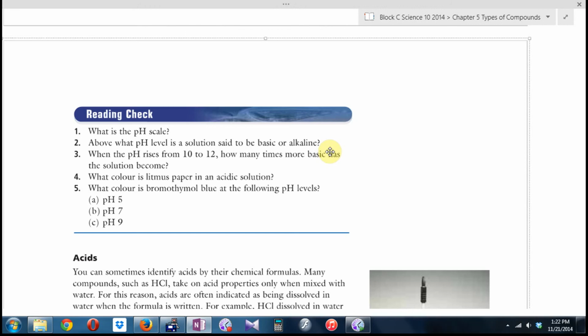What color is litmus paper in an acidic solution? Pinkish reddish. We call it red on there. Is it red or pink? I think I said red on there. It is kind of a pinky color.